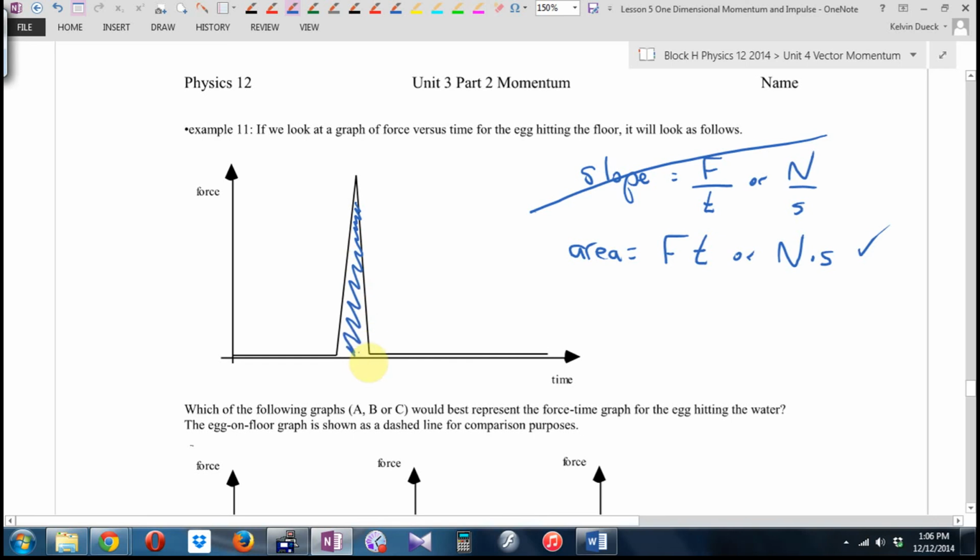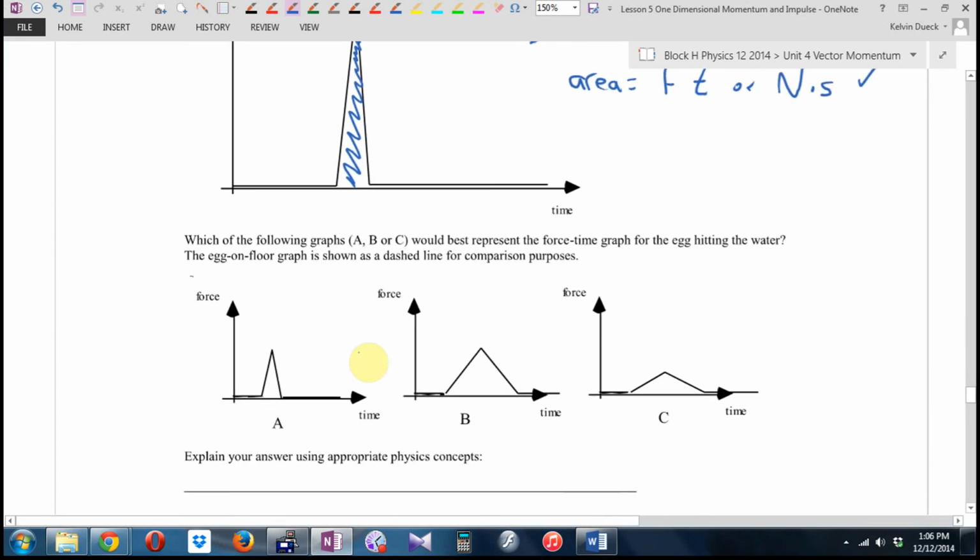So here's the question. Now that I've done that little rant, which of the following graphs, A, B, or C, would best represent the force time graph for the egg hitting the water? Then it says the egg on floor graph is shown as a dashed line for comparison purposes. Actually, that vanished somewhere around 2007. I've never been able to get it back. I think I told you these were originally typed in Word 95 for Mac. So this document file is about 19 years old and it's slowly becoming decrepit. So I've lost the dotted line, but I think we can still reason our way there.